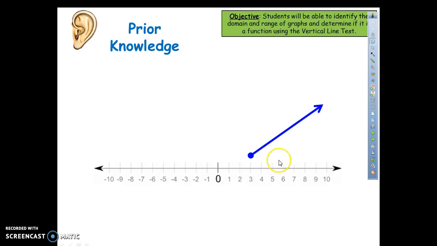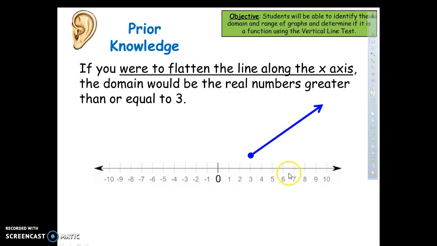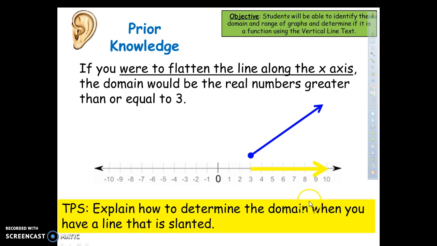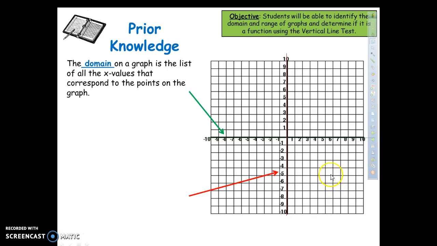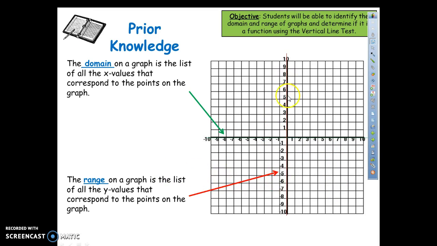Remember, when we're talking about a graph inside a coordinate grid, we can describe domain and range by squishing this graph down to the x-axis. So this would fall on 3 and its arrow would go all the way out to infinity. And we're going to continue working with those ideas. Remember, domain is just our x values and the range is our y values. This is prior knowledge from yesterday and was included in your notes from yesterday.